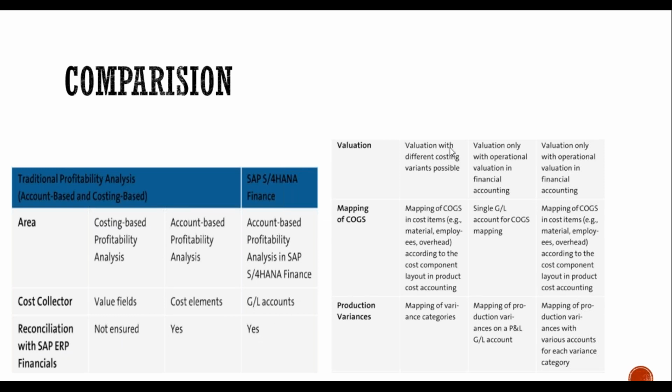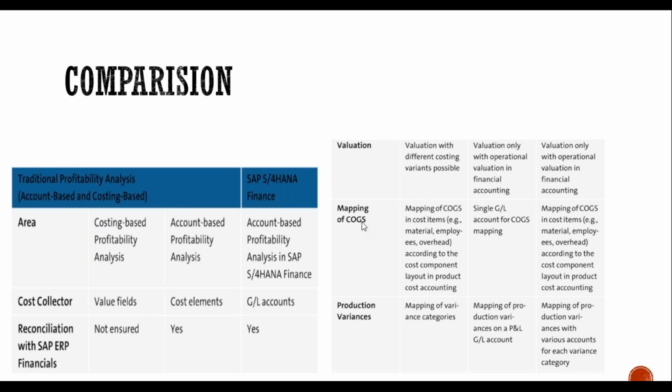Valuation: you can do the valuation with different costing variants. This means the values come from product costing. We will see this practically. Values will directly come from the costing variant. There are different costing variants, and here it is valuation only with operational valuation in financial accounting, because you cannot get the values from other components. It will come from financial accounting only.